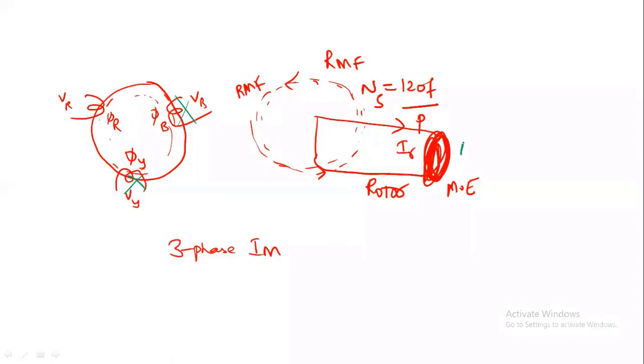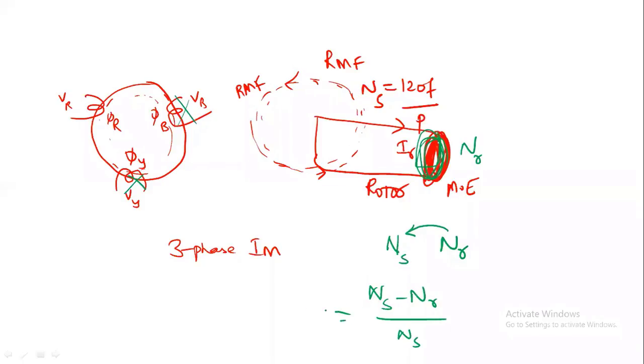This rotor rotates with speed called rotor speed. So actually what is happening in asynchronous motor like three-phase induction motor is NR is trying to catch NS. That is why the rotor is rotating. So there is some difference between NS and NR. That relative difference between NS and NR with respect to NS is called slip factor. It is denoted by letter S. This is a very, very important point. Most of the people don't understand the relative difference between the RMF and the rotor. So that is the slip factor.